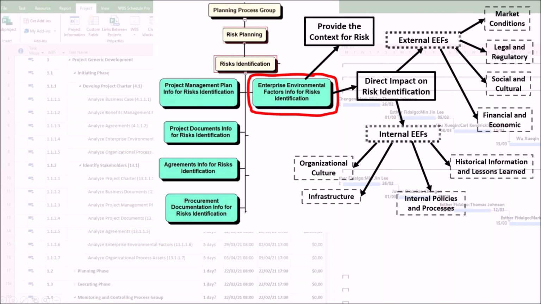Fourth, historical information and lessons learned. Examples include archives from previous projects and risk registers. This is one of the most valuable enterprise environmental factors. It provides a direct list of risks that have materialized before and how they were handled.